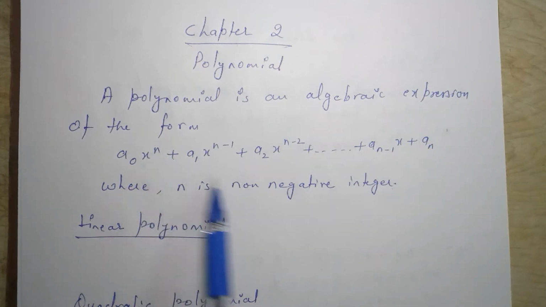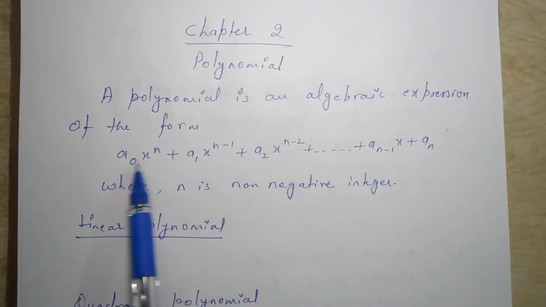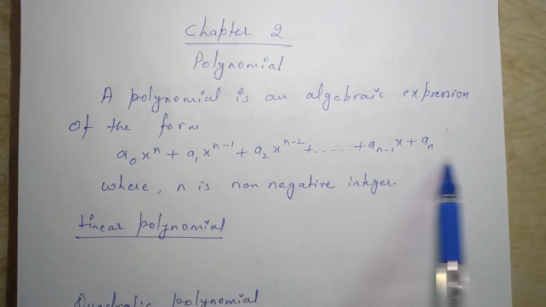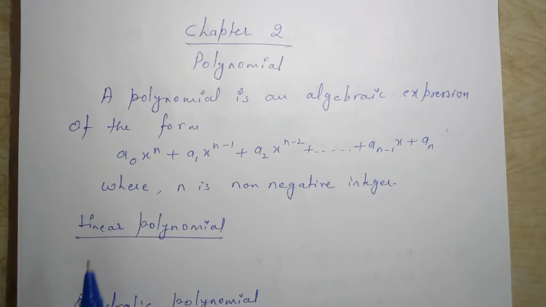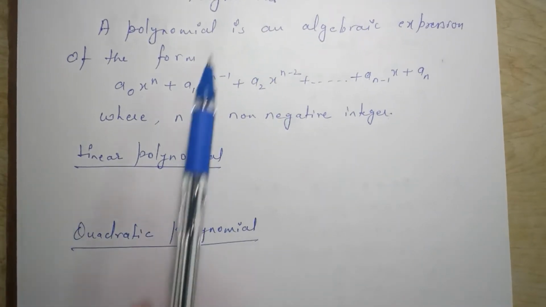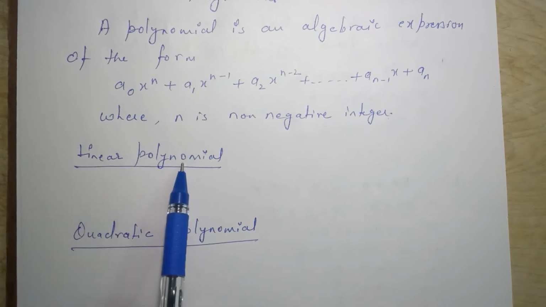What is n? n is a non-negative integer. a0, a1, a2, an minus 1, an are all coefficients. This we have already studied in class 9th. Now, types of polynomial. Linear polynomial.